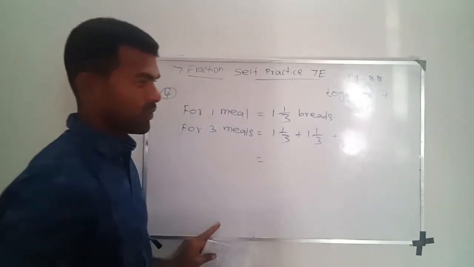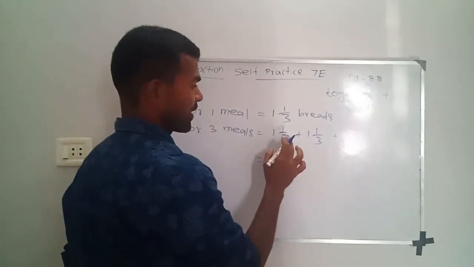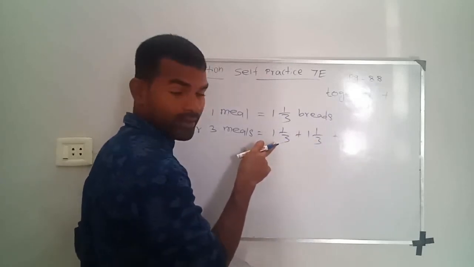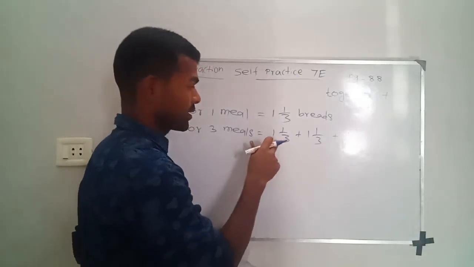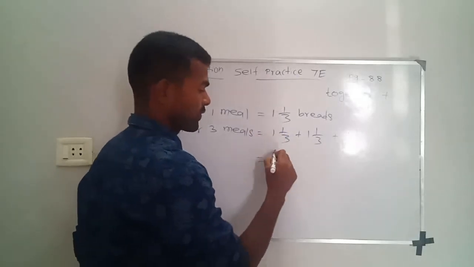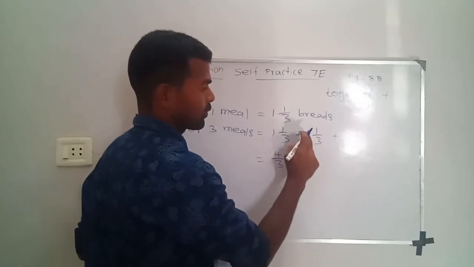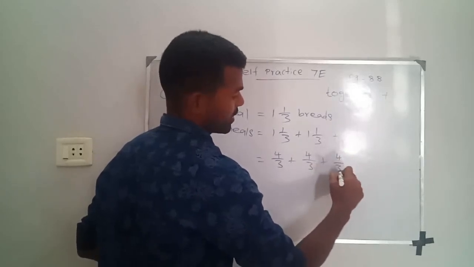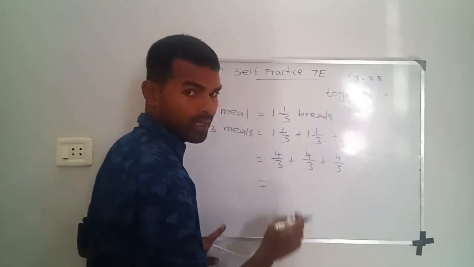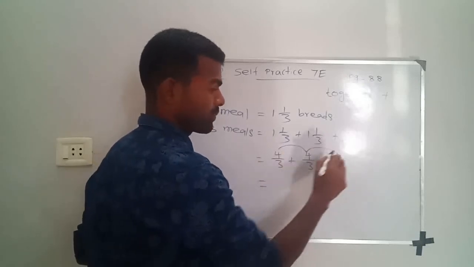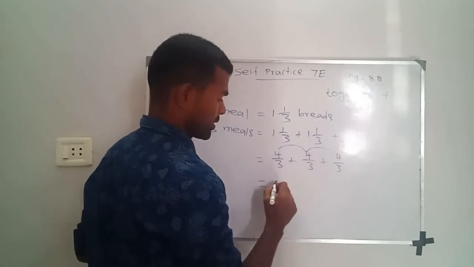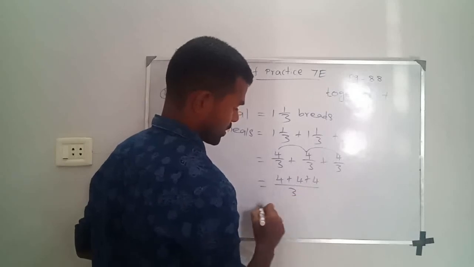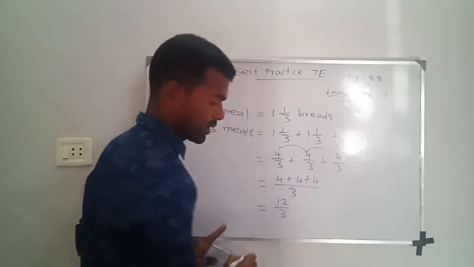Now we have to do the plus. Find the total of this number. We first convert this mixed number into improper. 3 multiply 1, 3, 3 plus 1, 4, so 4 by 3, plus this also 1 multiply 3, 3, plus 1, 4 by 3, this also 4 by 3. Now same denominator, add the numerator. So 4, 8, 12, yes. 4 plus 4 plus 4 by 3. So I am getting 12 by 3.